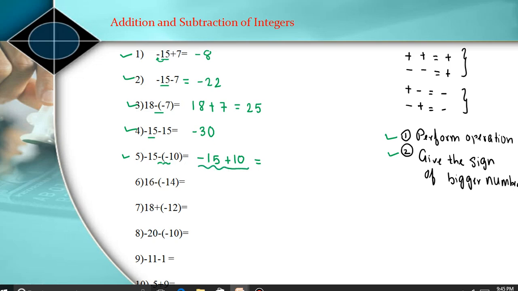You have to forget about this one. So your question becomes this one now. So this is minus 15 plus 10. So minus plus becomes what? Minus plus becomes minus. So 15 minus 10, it will be 5.